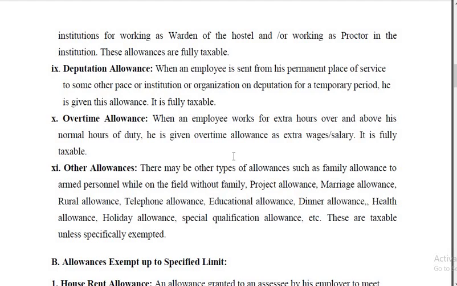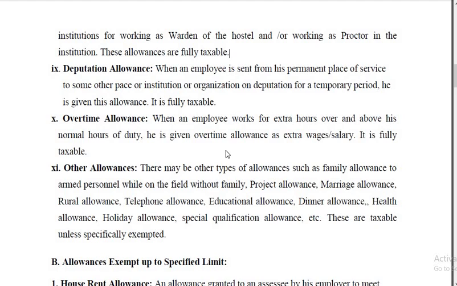Overtime allowance. Sometimes employees may be asked to work on an overtime basis in order to meet the increasing demand for your product or for services. In that case, you may be given an extra allowance for working overtime. That's called overtime allowance. That's also fully taxable.